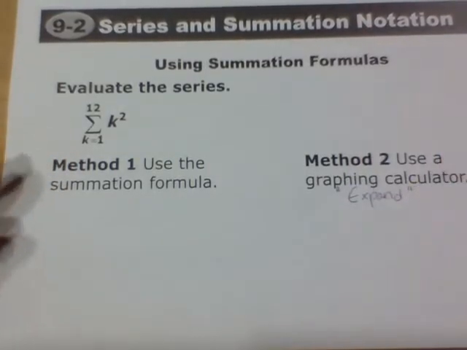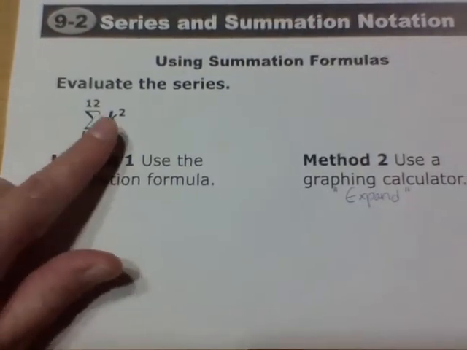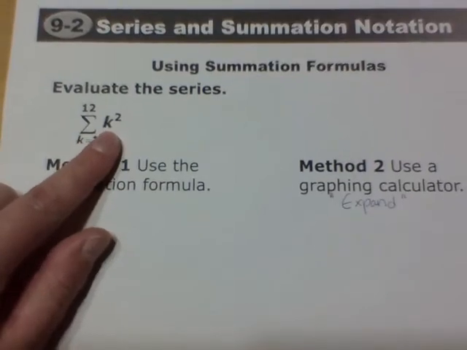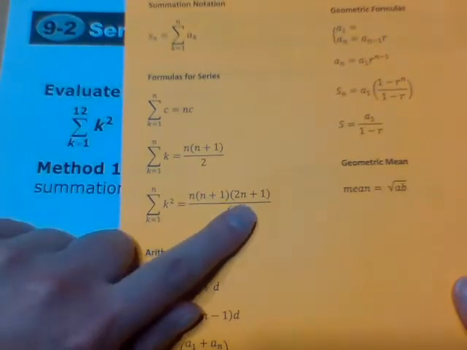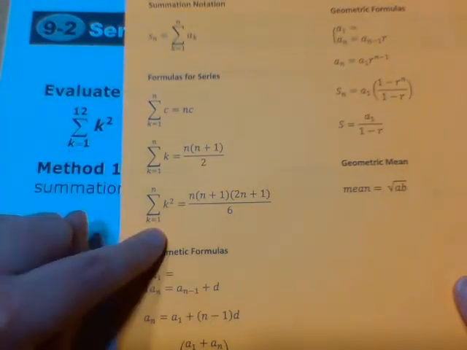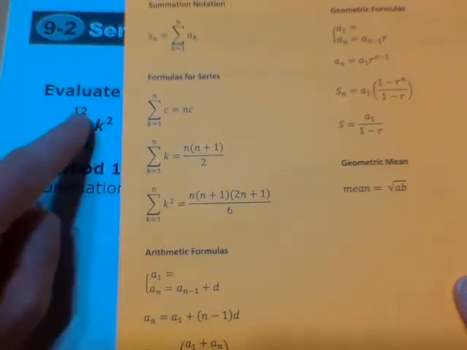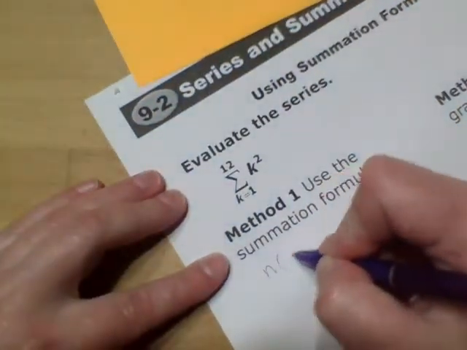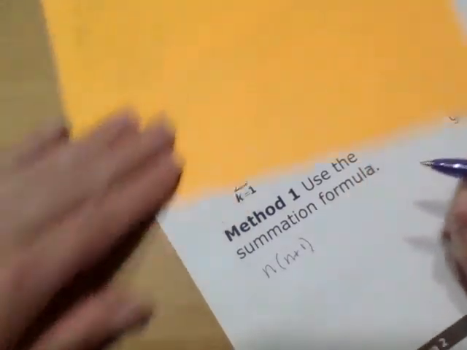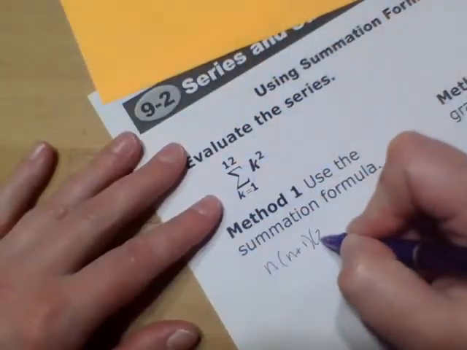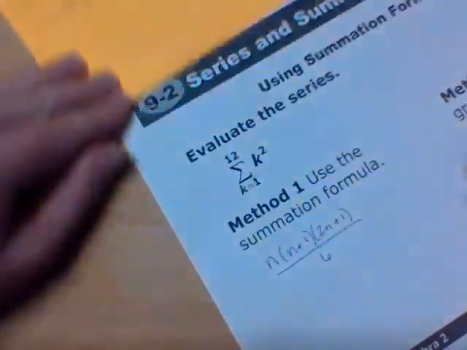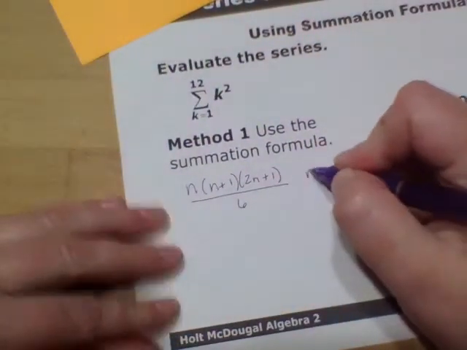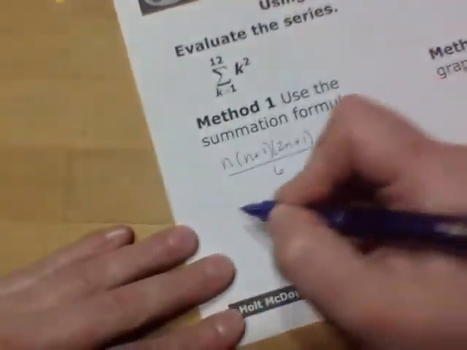All right. So first thing we're going to do here is use the summation formula. So again, notice this says k squared. And so our k squared tells us that the formula is this one, as long as it starts at 1, which it does. So our n value in this case is 12. So our formula is going to be n times n plus 1 times 2n plus 1, and all of that divided by 6. And we've decided that our n value is 12.